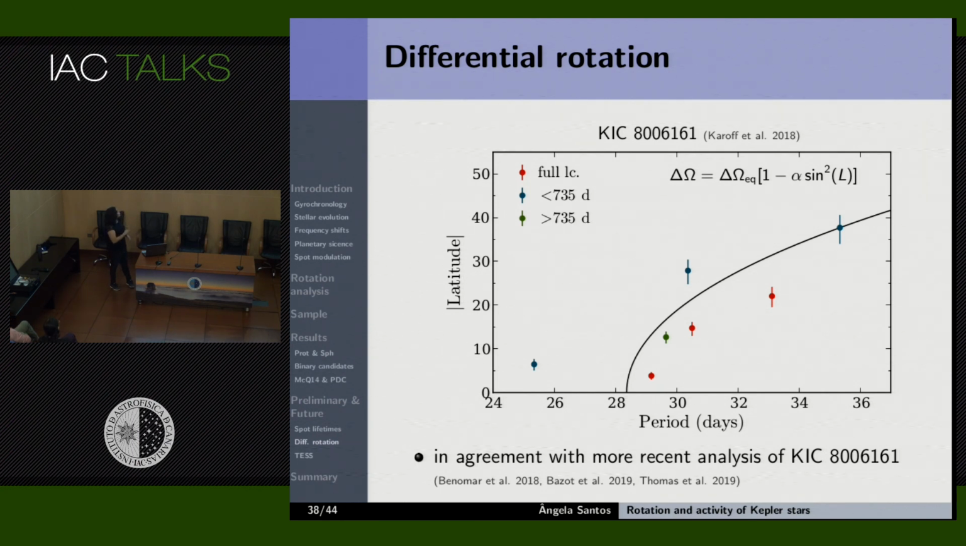So this is the absolute latitude as a function of periods. We infer the latitude for each period that we detect. And we also use the full length of this light curve and subseries of the light curve. And we then fit a rotational profile to the results. And for this star in particular, we obtained that the differential rotation is more than twice stronger than the differential rotation in the Sun. And this is also in agreement with more recent analysis for this star that also shows that the star should have a stronger differential rotation than the Sun.